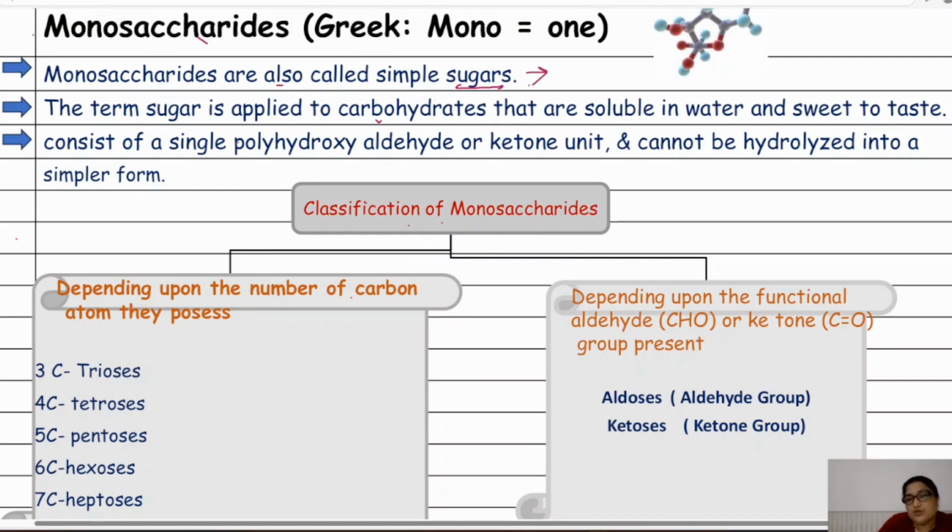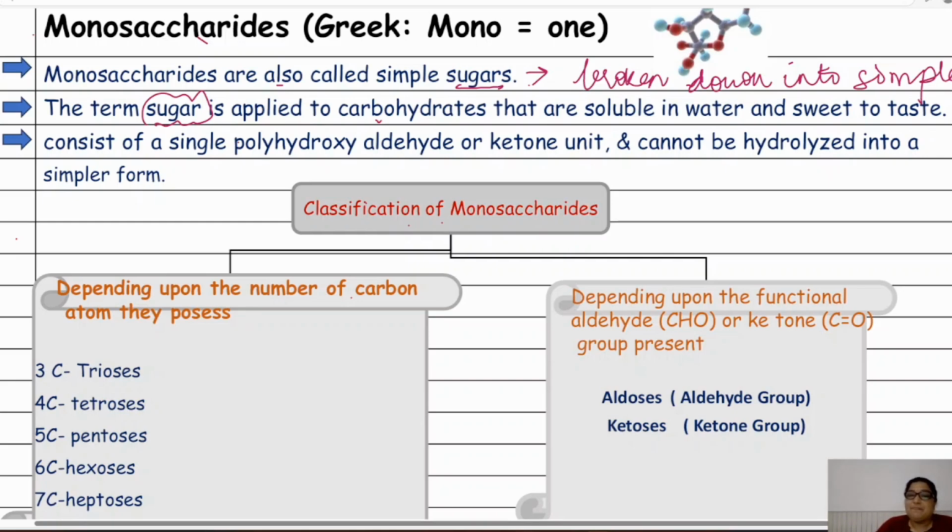Why are they called the simple sugars? Because they cannot be broken down into simpler units. So these are the most simple. And the term sugar is commonly applied to carbohydrates because when monosaccharides are dissolved in water, they taste sweet. They consist of a single polyhydroxyaldehyde or ketone unit and cannot be hydrolyzed into a simpler form.